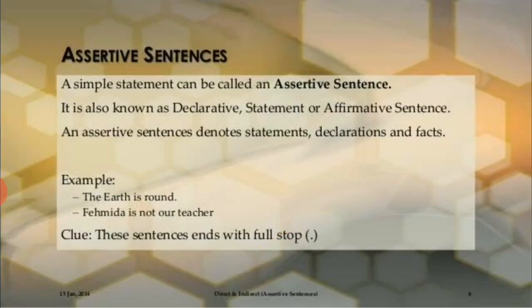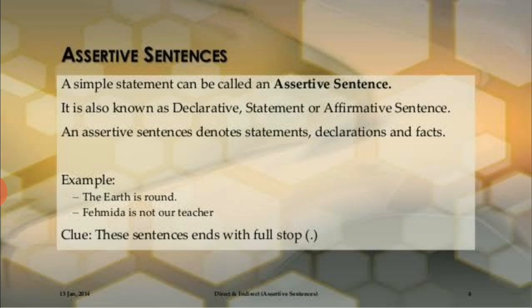Children, I want you to first learn what an assertive or declarative sentence is. An assertive or declarative sentence is a simple statement or assertion, either affirmative or negative. This sentence declares a fact or opinion, and it can be either positive or negative. Assertive sentences always end with a full stop. You can go through these examples.